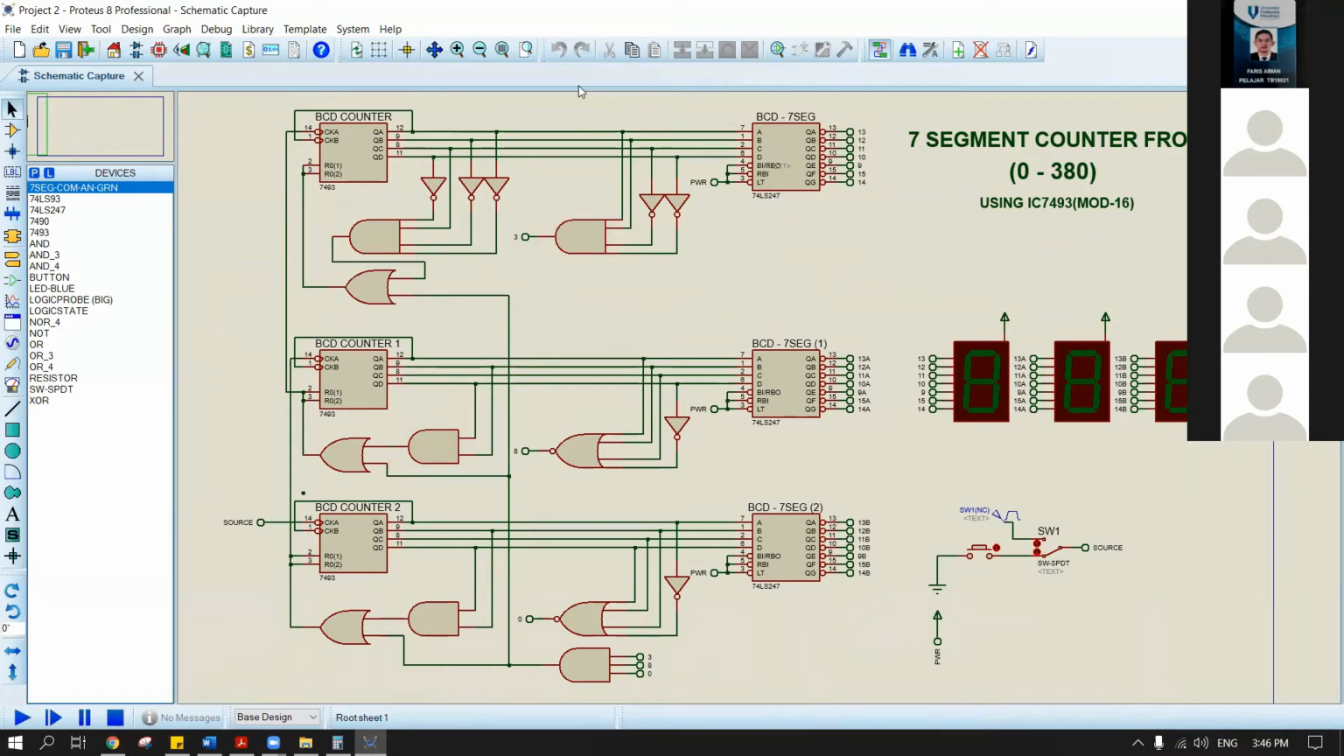Okay, first of all, I don't really understand this circuit. It's almost the same as the previous circuit, but we have to put an extra gate to make this counter successfully run. So this counter we use mode 16, right? Yes.